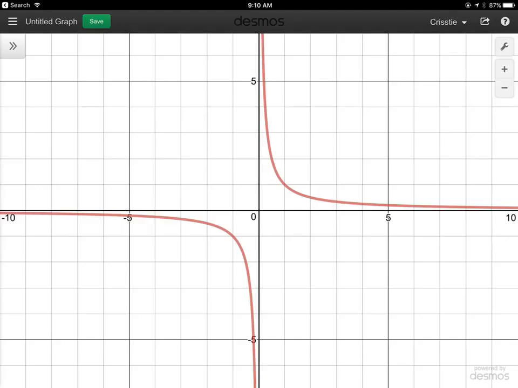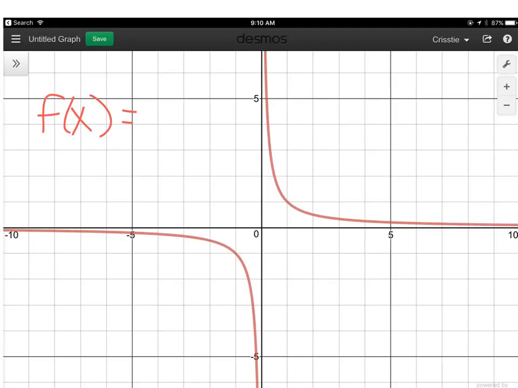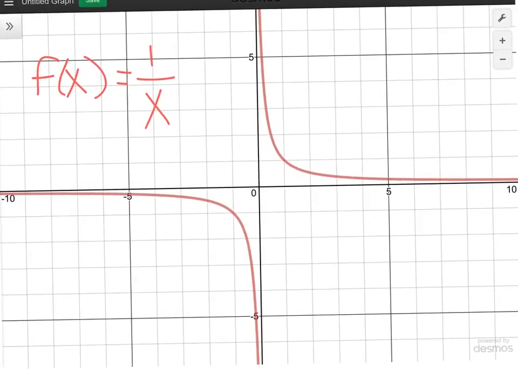Okay. If we were to graph the function 1 over x, that's what this graph is here. I've already graphed it for us in Desmos, because it's easier if I do it myself. So this is the function f of x equals 1 over x. If you don't believe me, you can graph it, but I promise it is. So what are some observations you have about this graph? There's a positive and a negative side. What else you got for me?